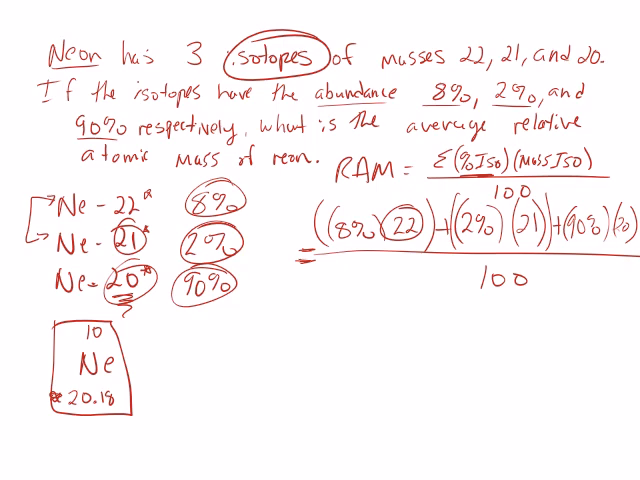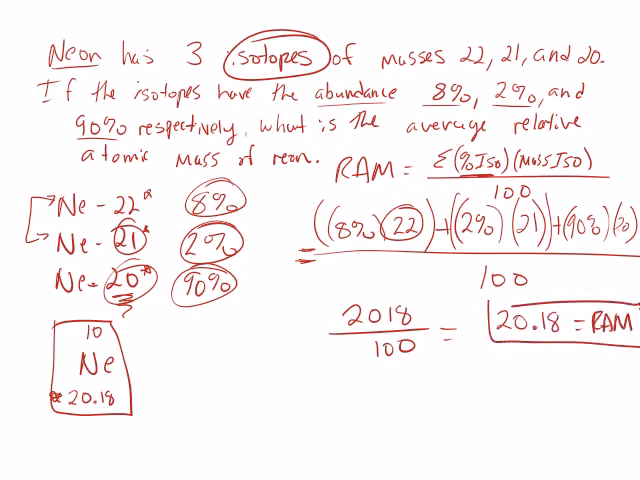If you plug this into your calculator correctly, you will end up with 2018 divided by 100. When you do that, you end up with 20.18 is our relative atomic mass. We notice that the answer we got from our calculations matches the answer that was found on the periodic table, showing us that we were indeed correct. Let's try another problem.